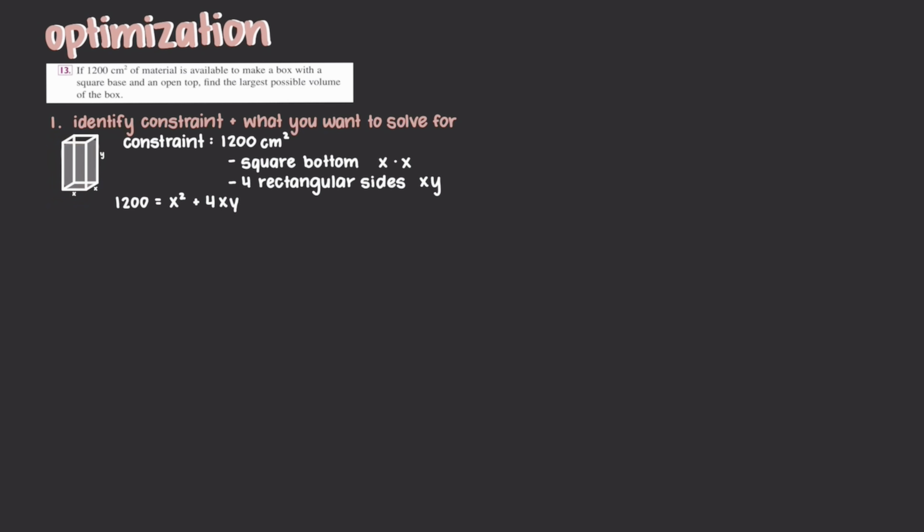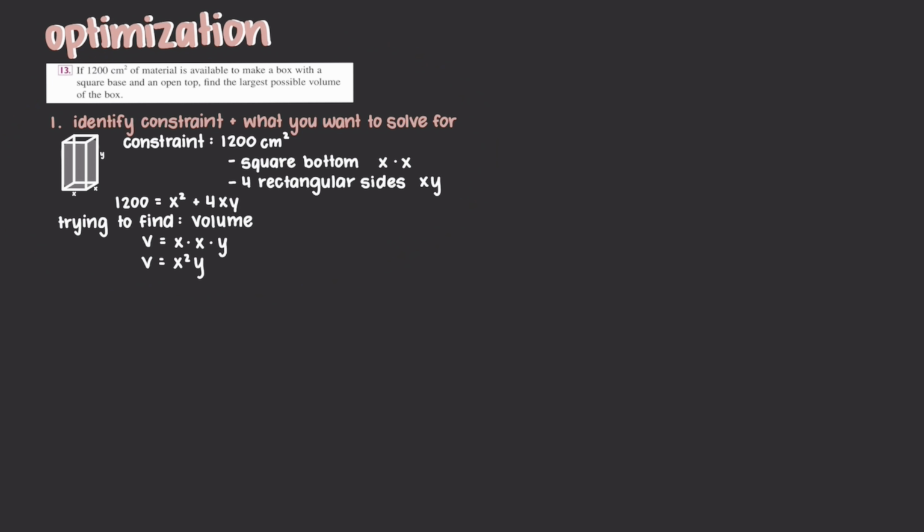Don't panic. This is pretty much the hardest step. Now we have our constraint function, and then we need to solve for the largest possible volume. So what do we want to solve for? It's asking us to solve for volume. The volume of this box is this side times this side times this side, so it's going to be x squared times y. This is literally the hardest step of the entire thing.